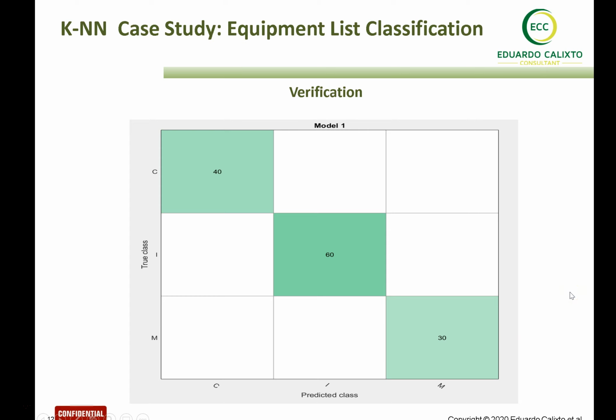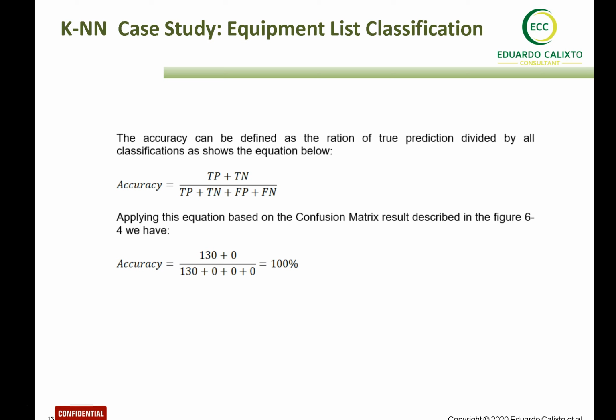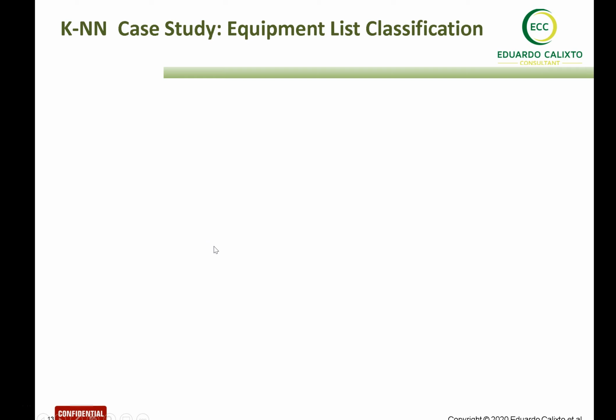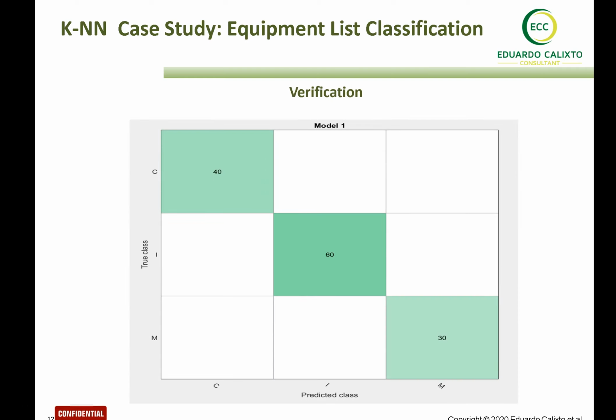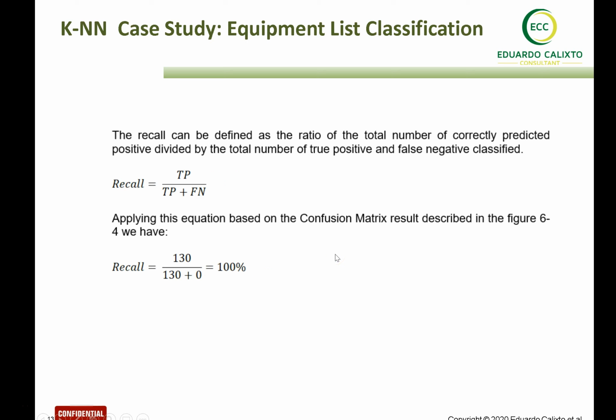Then, of course, I can calculate different indexes such as accuracy. Accuracy is performed by this equation: true positive plus true negative, divided by true positive plus true negative plus false positive plus false negative. In total I have 130 data in this diagonal here, and I have no false positive or negative classifications, so I have 100% accuracy.